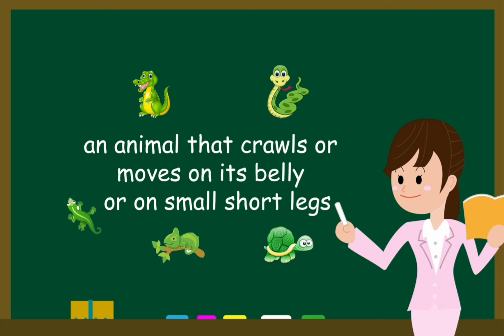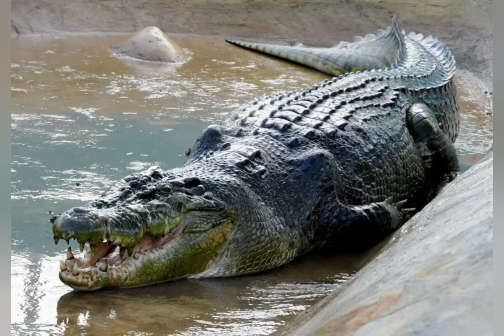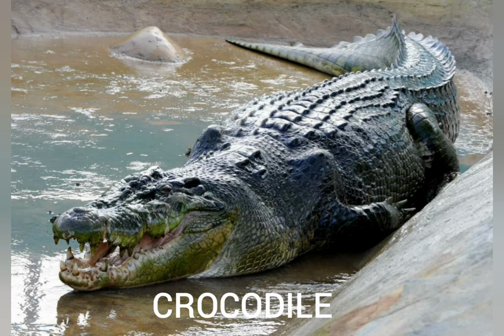Now we are going to see some examples of reptile animals. Can you tell me which animal is this? This is a crocodile. A crocodile is a reptile animal. A crocodile crawls on small legs and its belly. So a crocodile is a reptile animal.